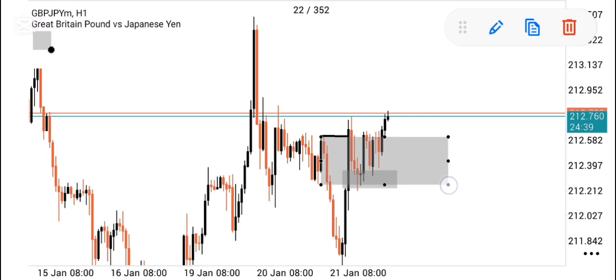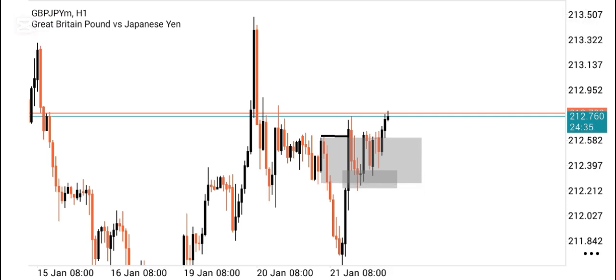So are you seeing the way the market respected the demand zone, coming back to that fair value gap? This one was a very strong combination of confirmation for me for the buy.